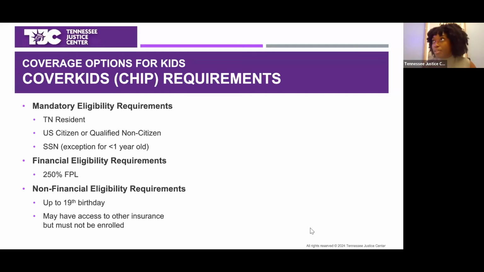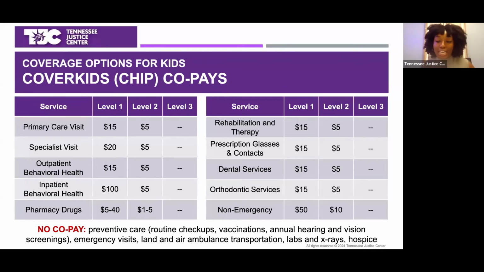So this category, TennCare Standard, does have co-pays, and there are different levels: level 1, level 2, and level 3. If you fall into level 3, you don't have co-pays at all. Again, this is based off of your household income. But we want to highlight that there are no co-pays for preventative care. So this is going to be a great option for kids who do not have complex medical needs and just need basic routine care.